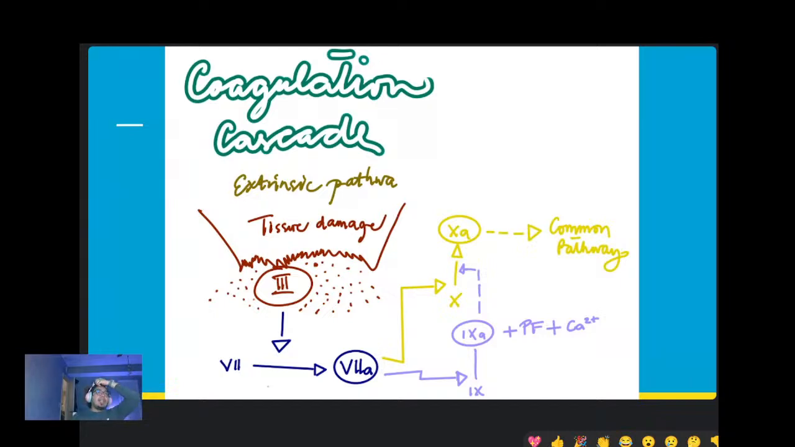Okay. So this is what happens in the extrinsic pathway. There is tissue damage. In the tissue there is what you call factor 3 that is being released. Factor 3 is actually very important in the activation of factor 7. Okay? Factor 7. Why, sir? Bakit naman important? Kasi it's a cofactor. Okay, that cofactor will convert inactive factor 7 to active factor 7.